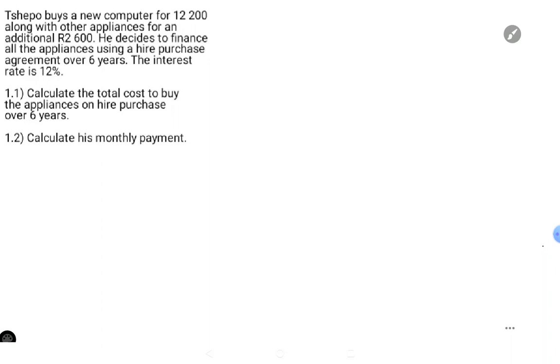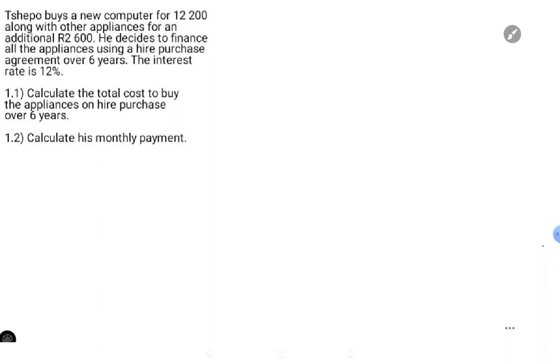It says that Teppo buys a new computer for 12,200. That's supposed to be rands, along with other appliances for an additional 2,600. He decides to finance all the appliances using a hire purchase agreement over 6 years. The interest rate is 12%. So the first question, 1.1, says calculate the total cost to buy the appliances on hire purchase over 6 years. And 1.2 says calculate his monthly payment.